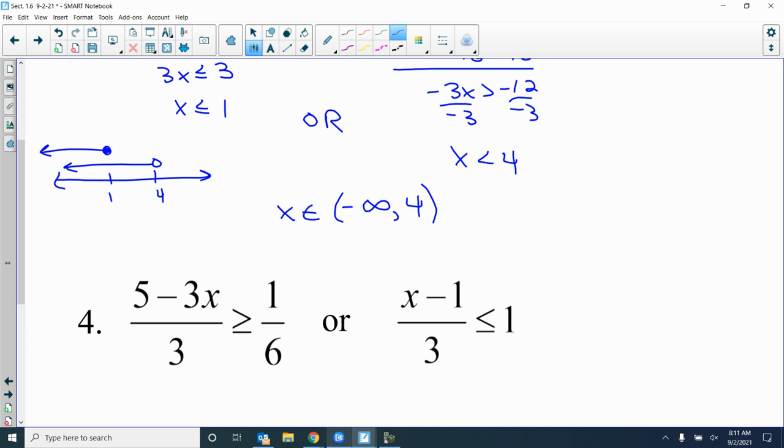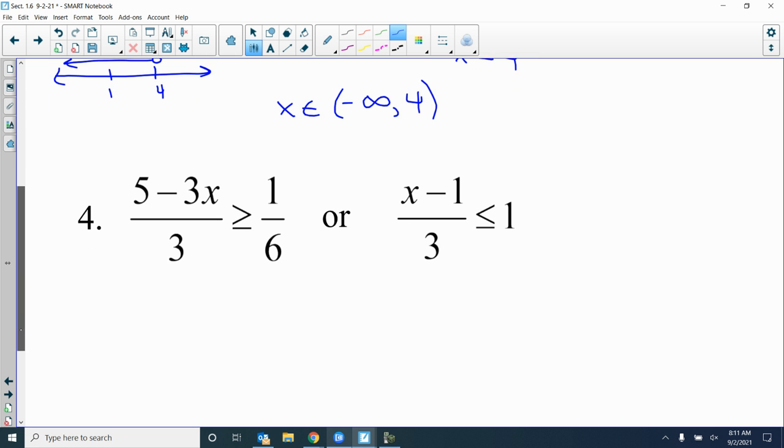Now, again, keep throwing some fractions at you. Keep working on through those. I think it's helpful. Last one here for the lesson. And if I didn't space them out far enough, obviously you can just move the number 4 down if you need to. 5 minus 3x divided by 3 is greater than or equal to 1/6, or x minus 1 over 3 is less than or equal to 1.